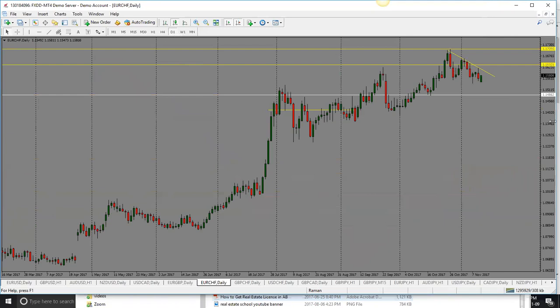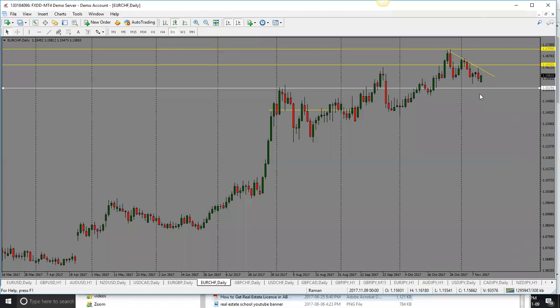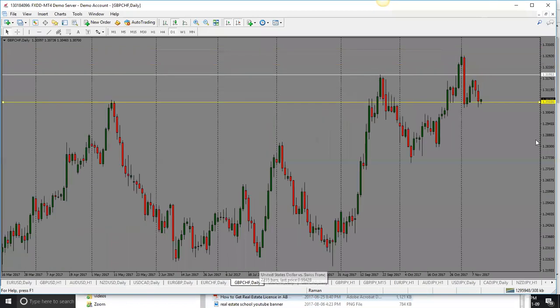Okay, so this is Euro Swiss franc. As we had discussed, price went into the trend line there and then bounced off of the trend line. We have had a bearish close for this, and now based on the bearish candle close, we could see the price drop a bit here. The next target for this will be the 1.1520 level. So the bias is to the downside.